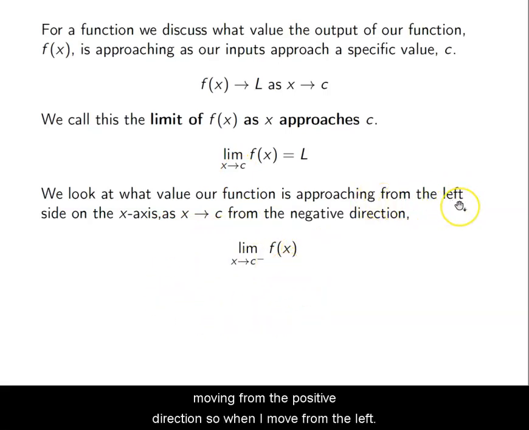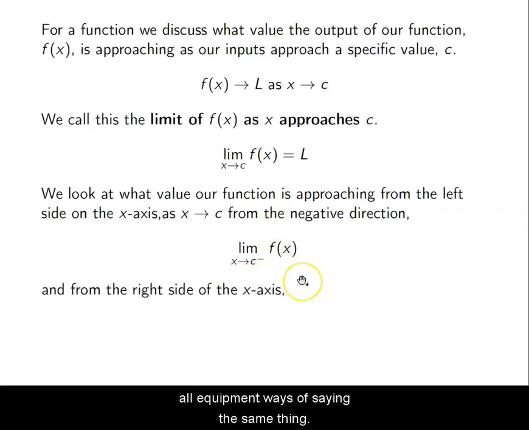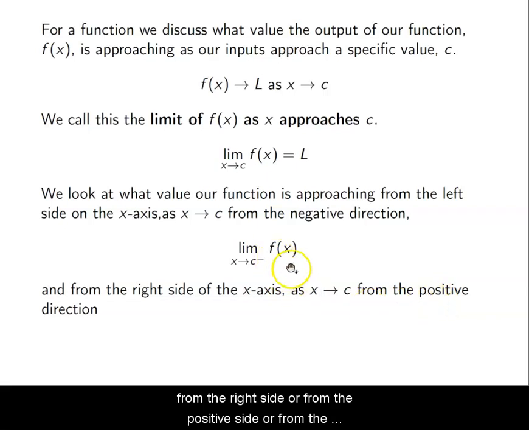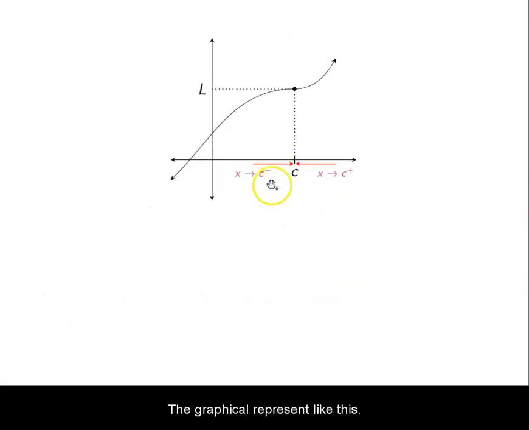So when I move from the left, when I'm coming from the negative side or from values that are less than c, this is called a left-hand limit. It's the limit of my function as x approaches c from the left, or from the negative, or from the values that are less than c. Those are all equivalent ways of saying the same thing, okay? And we talk about what my limit is doing as I approach from the right side, or from the positive side, or from the values that are larger than c. So I will have a plus here when I'm coming from the positive direction, from the values that are larger than c.